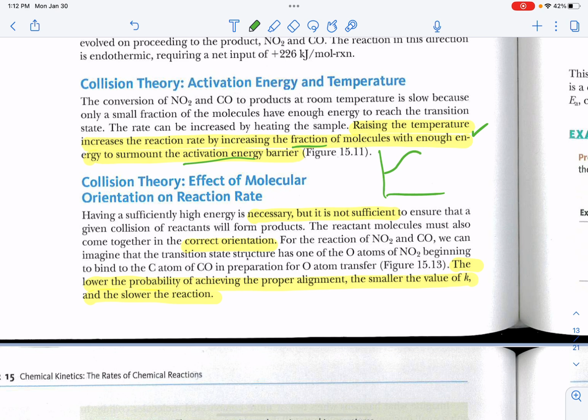If this is how much energy we need right there to get over the top, maybe some alternate mechanism or a catalyst means all we need is this much energy. We've chopped off the top of the mountain, or maybe we've gone around the side of the mountain. We don't have to get quite as high for the reaction to proceed on its own.